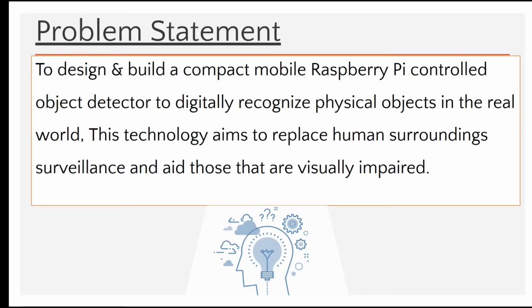Problem statement. To design and build a compact, mobile, Raspberry Pi controlled object detector to digitally recognize physical objects in the real world. This technology aims to replace human surrounding surveillance and aid those who are visually impaired.